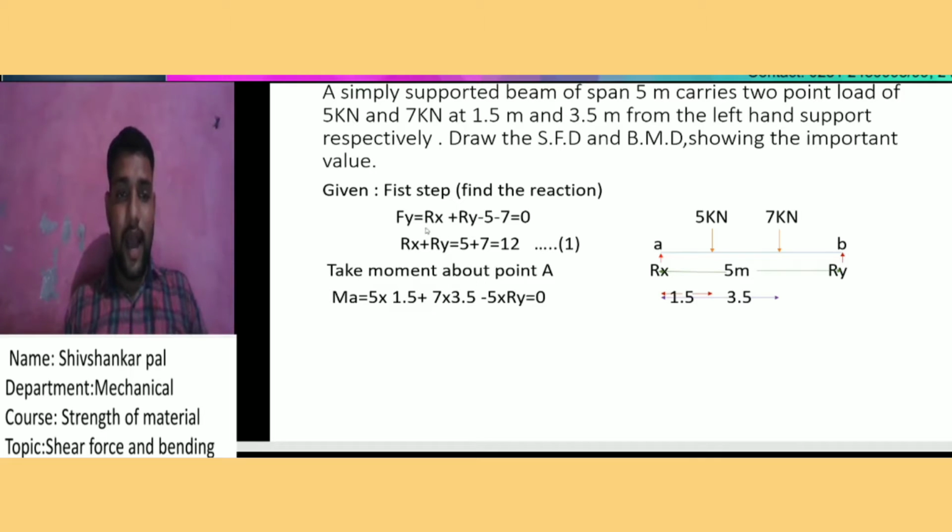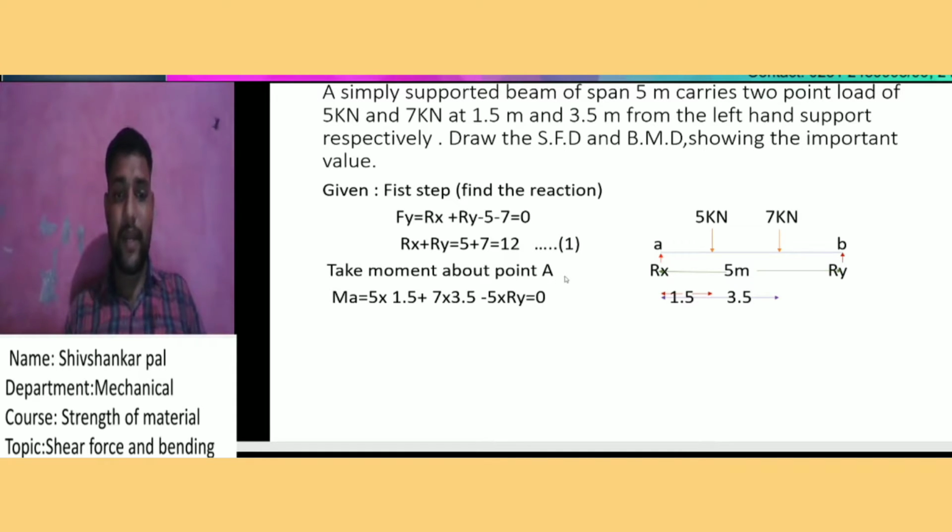So Ra plus Rb minus 5 minus 7 equals 0. Moving these to this side, they become positive, so 5 plus 7 is 12, meaning Ra plus Rb equals 12. That is our equation 1. Second, in the equilibrium conditions, two important conditions are fulfilled: the sum of forces in the x direction is 0, and the sum of forces in the y direction is 0. The third is that the moment about any point is 0.